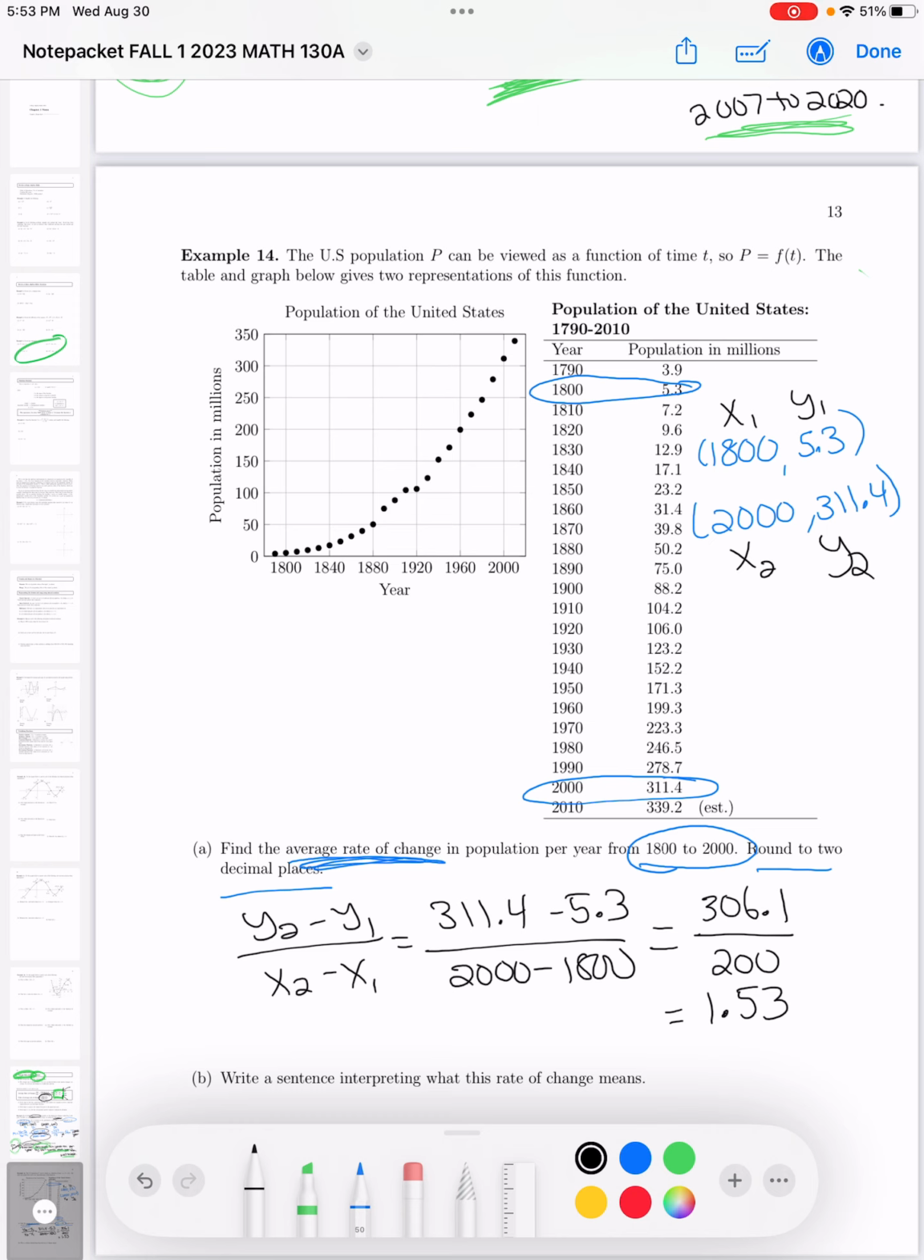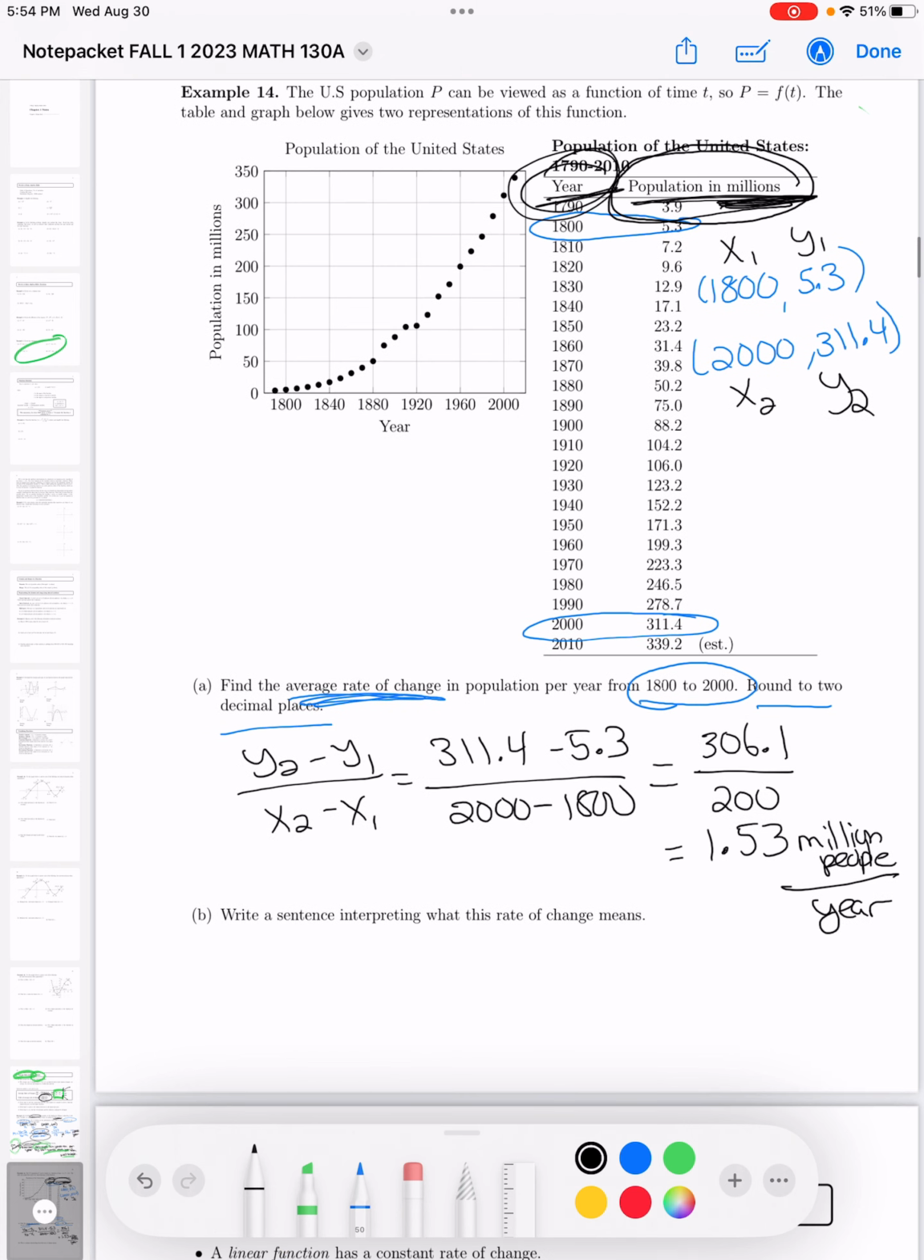All right, let's talk about the units here. That 1.53 represents millions of people. That word millions is really important. 1.53 and 1.53 million is a lot different. So we're going to say this is million people per year. And there's those units right up there. I just took the Y unit over the X unit. So that's my unit. So go ahead and hit pause again and see if you can write that sentence out.